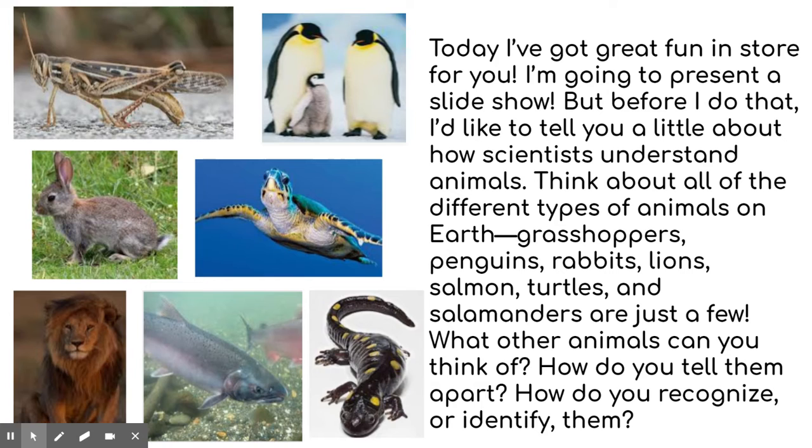Today I've got a great fun in store for you. I'm going to present a slideshow. But before I do that, I'd like to tell you a little about how scientists understand animals. Think about all the different types of animals on Earth. Grasshoppers, penguins, rabbits, lions, salmon, turtles, and salamanders are just a few. What other animals can you think of? How do you tell them apart? How do you recognize or identify them?